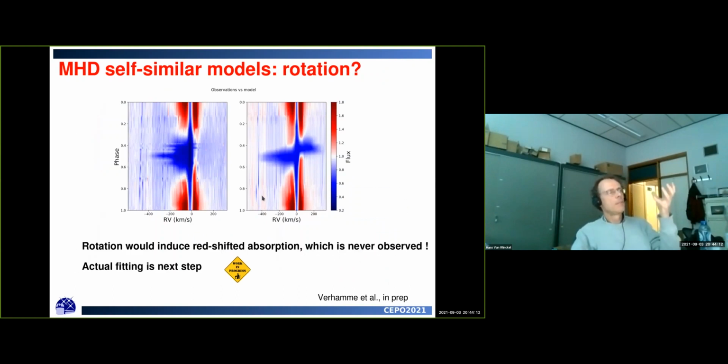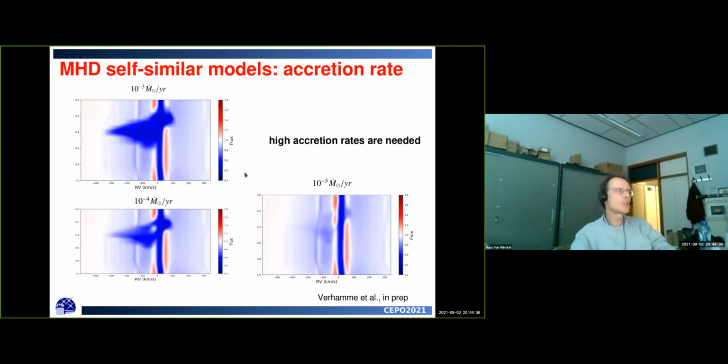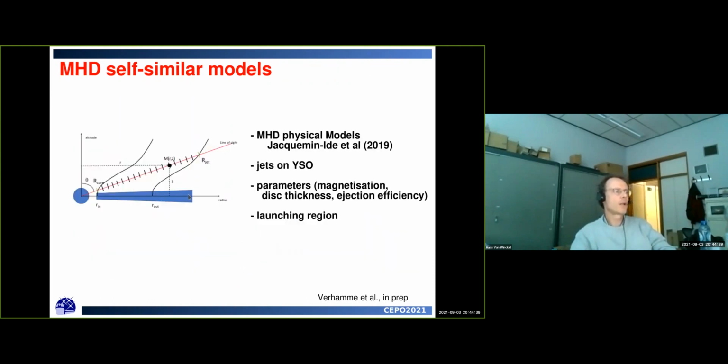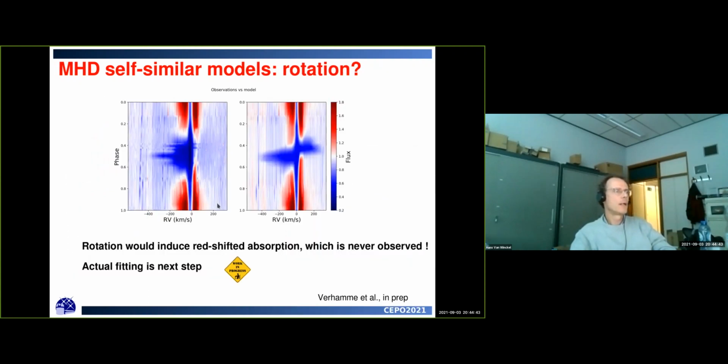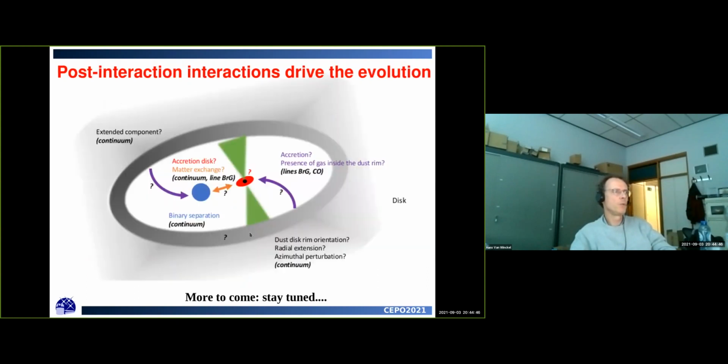Another thing is that in the models, there is a typical rotation, and that rotation of the jet is seen in a red-shifted component because you rotate, and if you have material coming towards you, you expect a red-shifted absorption component. And in our data, that is never observed. So we don't see a rotating jet. That probably means that the launching region of the jet is quite far away from the central main sequence star. So this is work in progress because we do not fit yet.